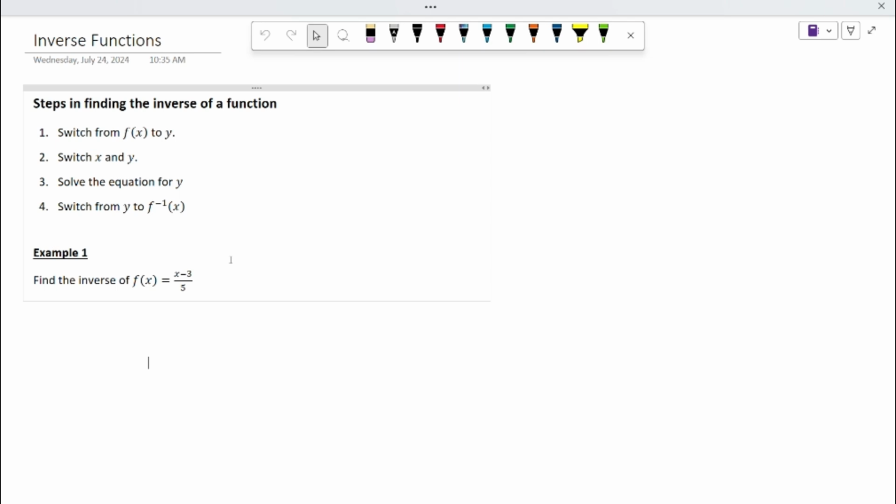Okay, and then we switch x and y. We are going to switch x and y. So you have y equals something, y is on the left side, and the x terms are all on the right side. We are going to set x on the left side equals some terms of y on the right side. And then we're going to solve the equation for y. And lastly, we're going to switch from y to f inverse of x. Those are the steps that we will be following today.